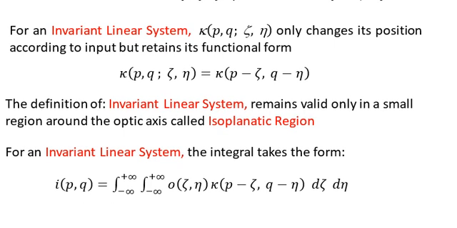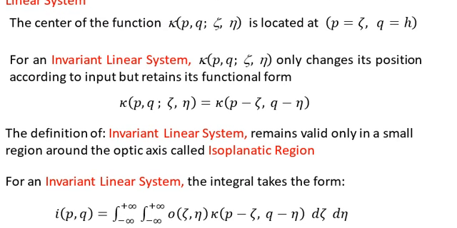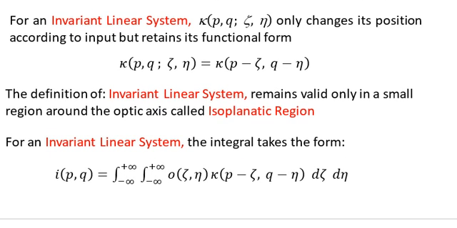And around that center, kappa is sitting at the coordinates p equal to zeta, q equal to eta, and of course this will be the center of the kappa function. For an invariant linear system, kappa of p, q comma zeta, eta only changes its position according to the input but retains its functional form.